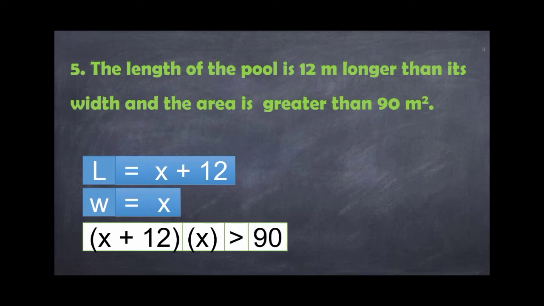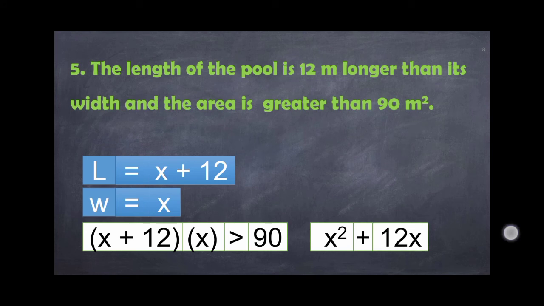So, ito ba ay quadratic inequality? Okay, so malalaman natin if we are going to multiply x plus 12 by x. So, x multiplied by x is x squared. Then we have 12 times x is 12x. Then this is greater than 90. So, dahil present ang ating quadratic term and ginamitan siya ng greater than symbol, so ibig sabihin, it is a quadratic inequality.